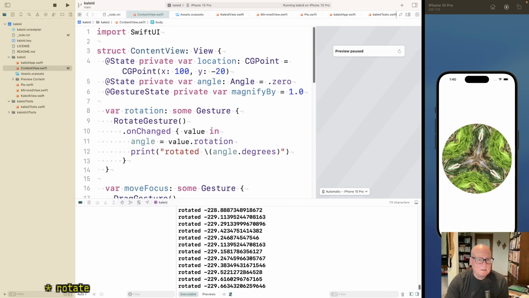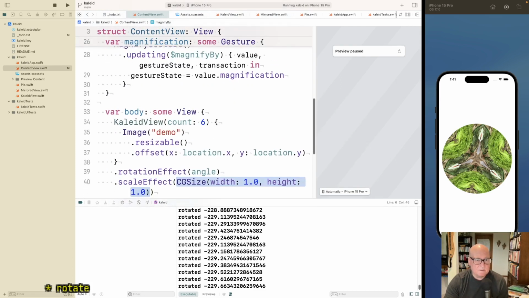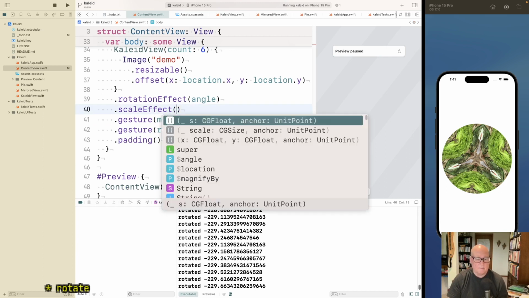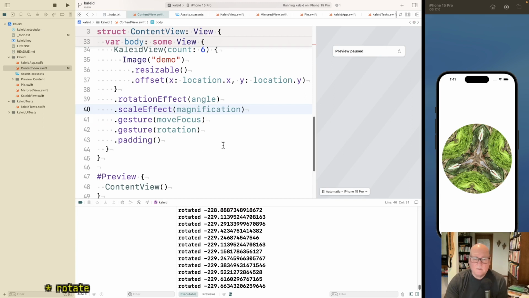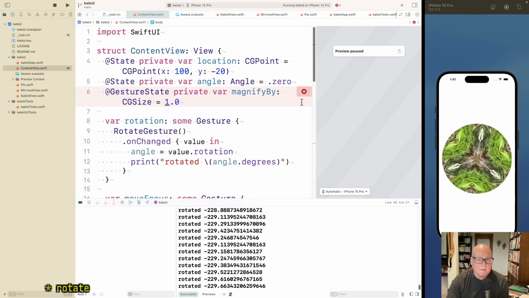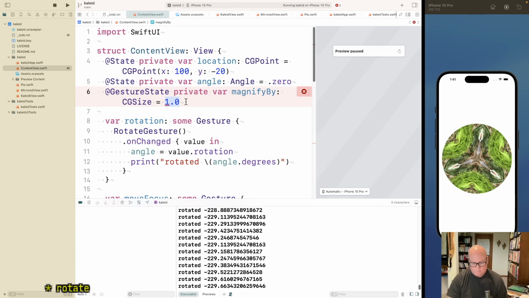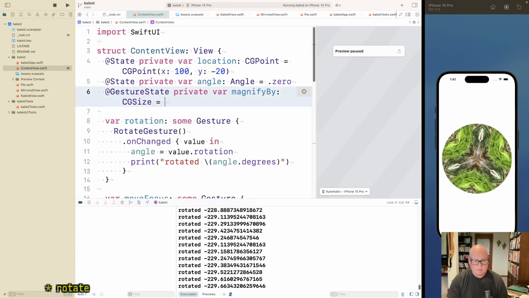No, is that CG size? I don't know if this will work. Notification. No, let's go the other way.